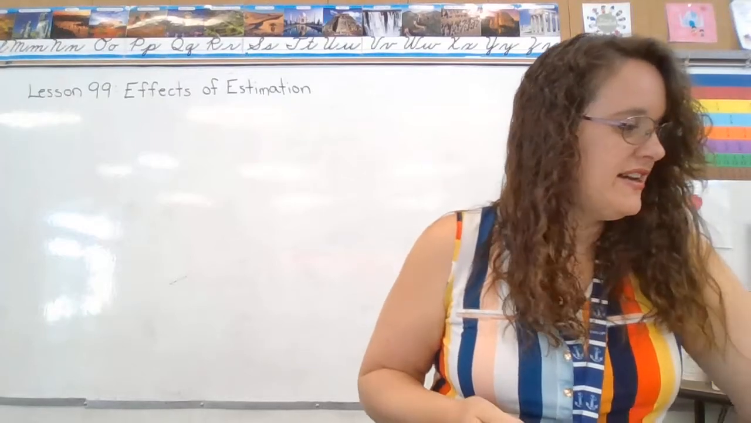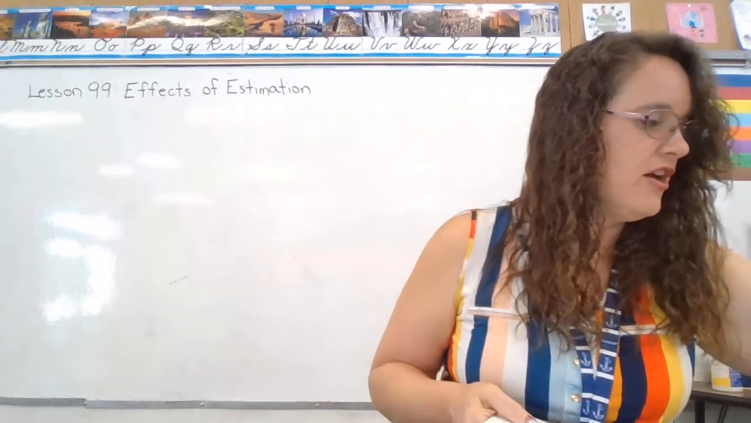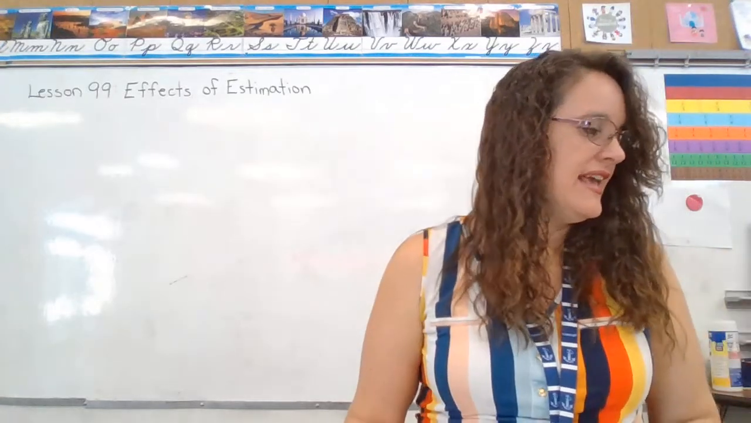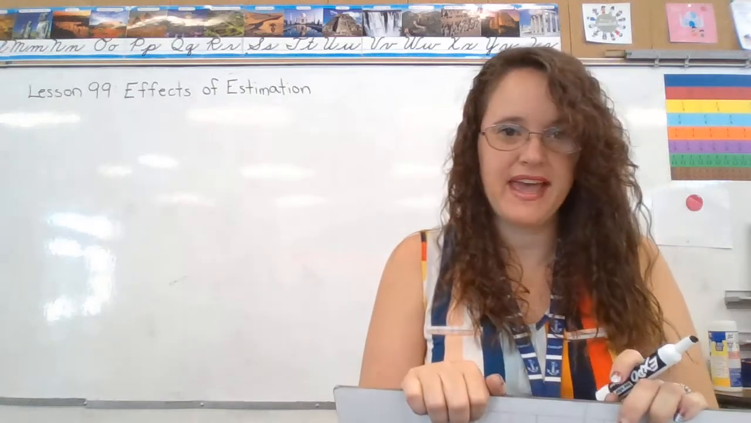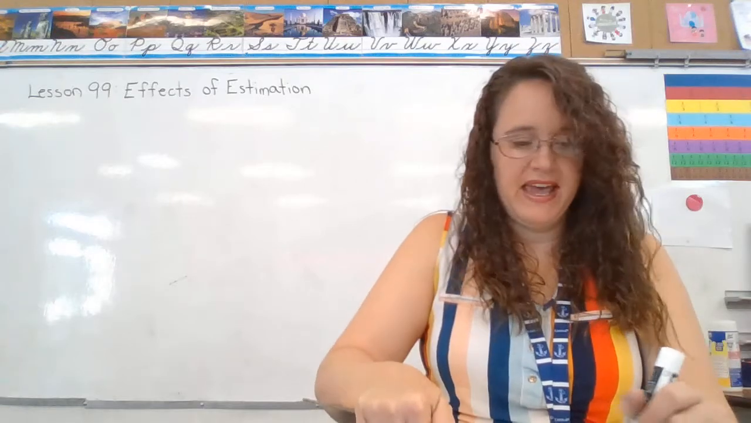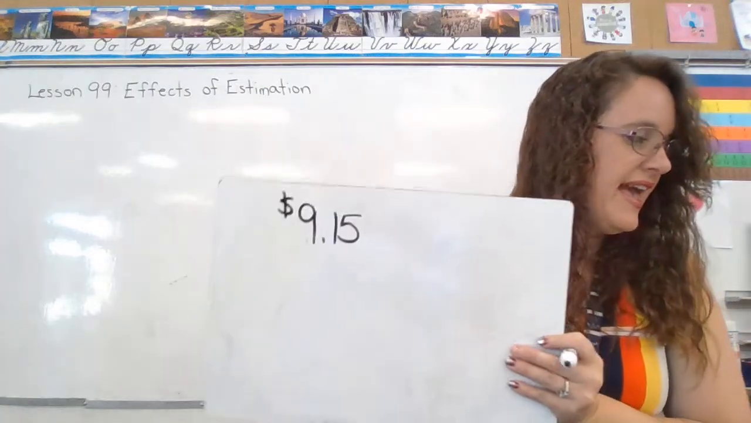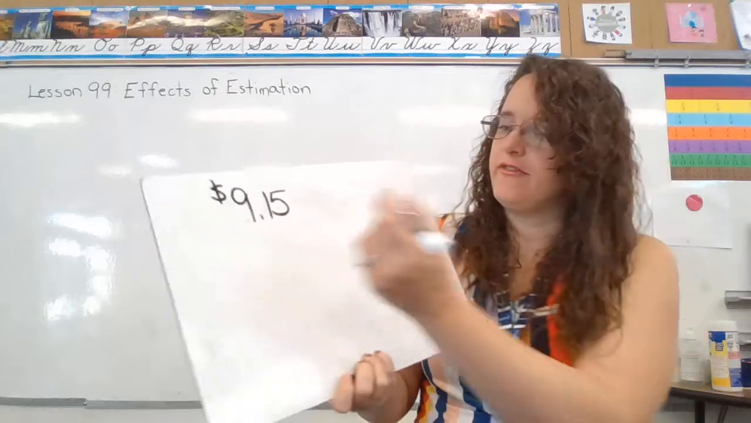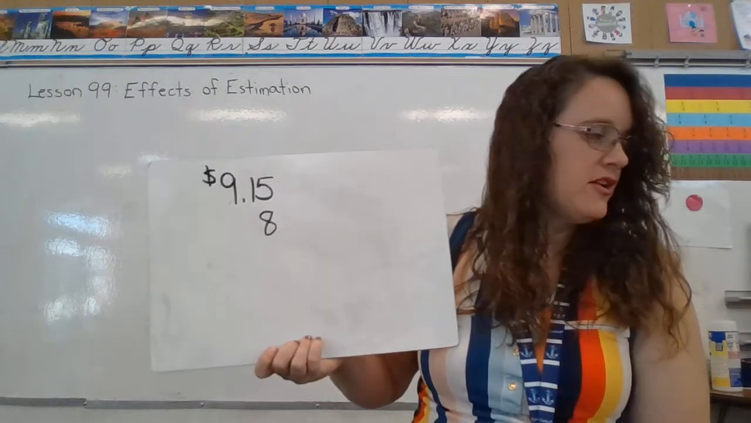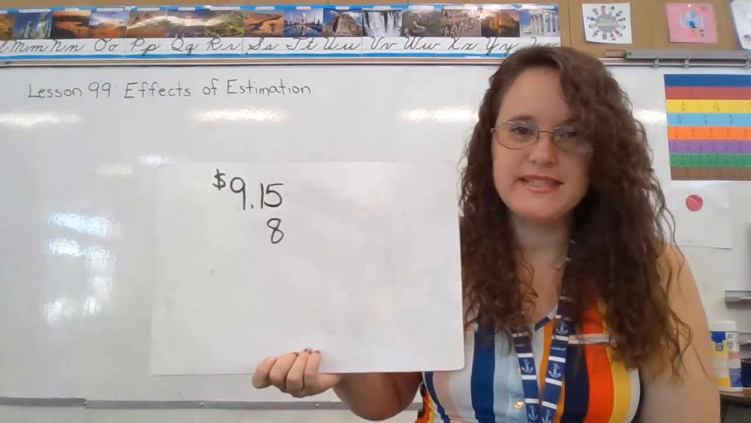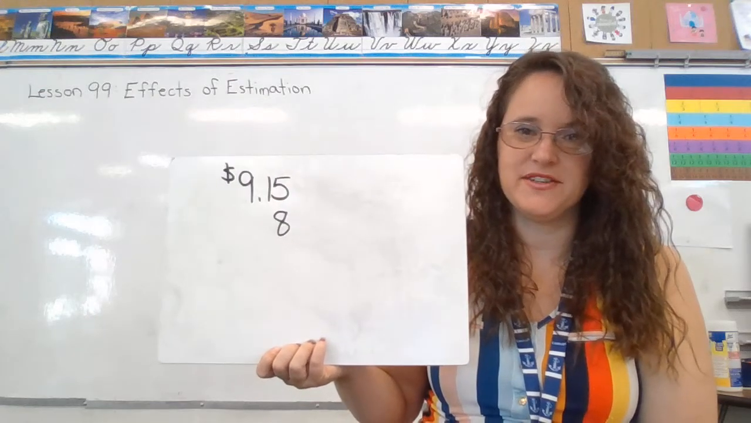All right, problem B. Tom is paid $9.15 per hour. Estimate how much Tom is paid for working 8 hours. Is your estimate greater than or less than Tom's exact pay? So once again, Tom is paid $9.15 per hour. Estimate how much Tom is paid for working 8 hours. Is your estimate greater than or less than Tom's exact pay? Go ahead and try that one on your own and then come back when you're ready to see the answer.